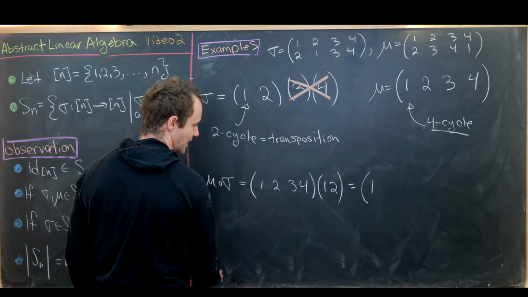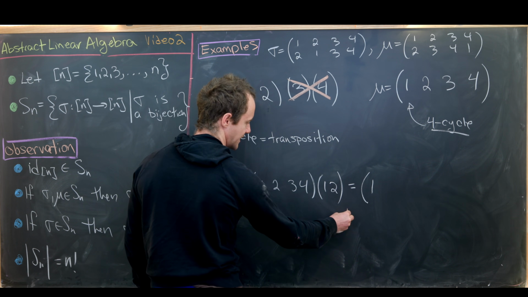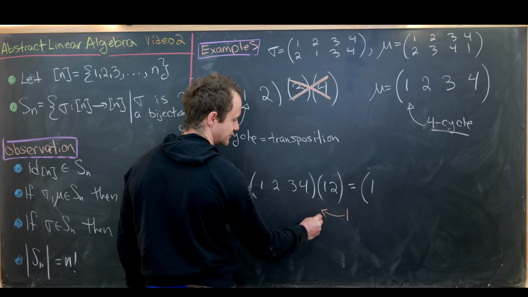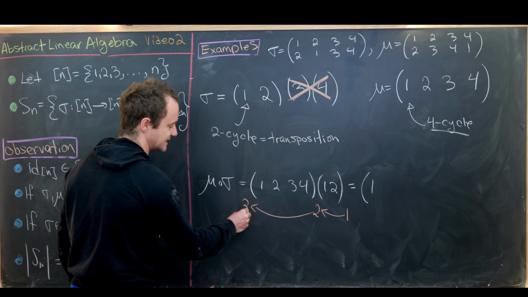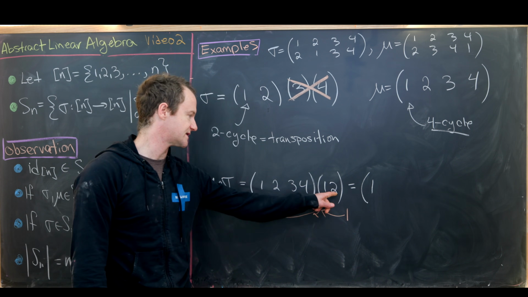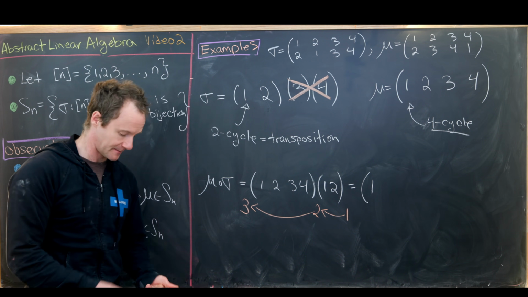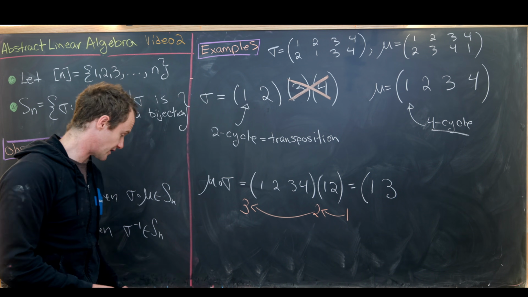So maybe we'll write it underneath for a warm-up in a different color. So if we start with the number 1 here, as it passes through this first cycle, it becomes the number 2. As it passes through this, it becomes the number 3. That's just how we read these cycles. 1 is sent to 2, 2 is sent to 3. So that means in the end, 1 is sent to 3.